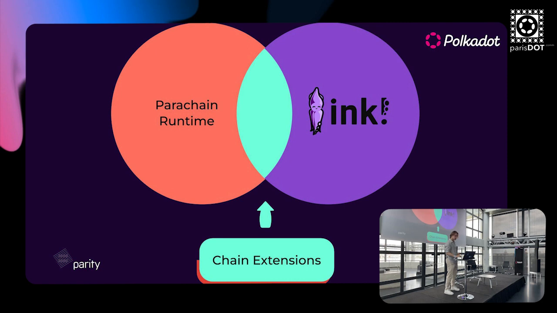For the demo, I'm going to showcase this chain extension that can be used inside Ink, and specifically how you can write a chain extension with RISC-0, and how you can submit the result of the proof verification back to the contract and report back to the user. So now, moving on to the showcase.